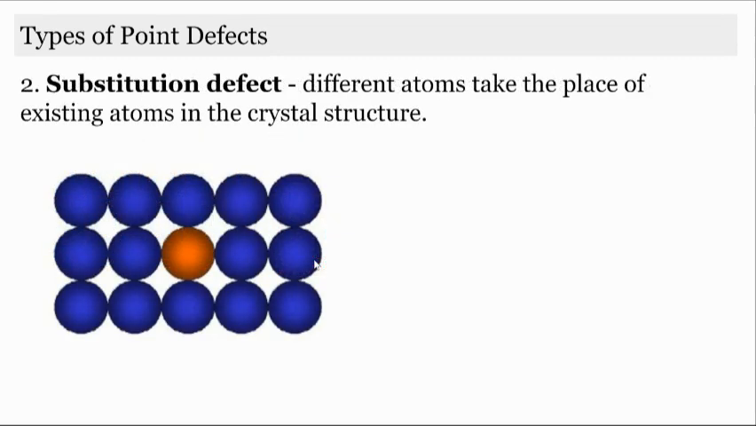A substitution defect is when different atoms have taken the place of existing atoms within the crystal structure. So we can see on our image below that we have our bulk atoms, or most of the atoms in this crystal structure, are blue and represent one type of atom. And then we have this substitution, this orange atom that's taken the place.